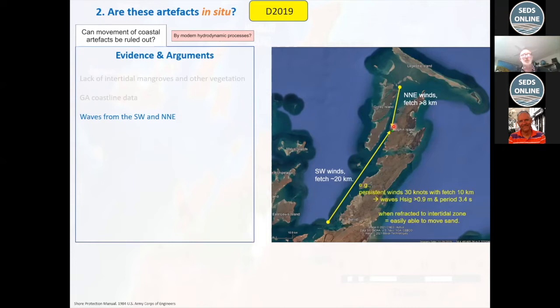If we just do some boring equations from the US Army Corps of Engineers manual that some of you will be familiar with, we can do simple calculations to show the heights of the wave and the periods of the waves that would be generated if we had 30 knots, which is perfectly normal in a windy season, with a fetch of only 10 kilometres. Refracted onto the intertidal zone, these are easily able to move sand. And that's consistent with what we find in the sediments, of course.